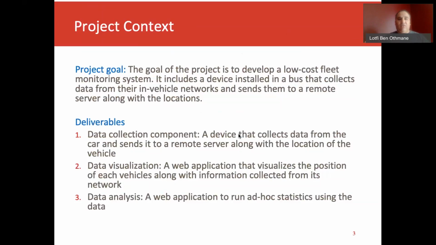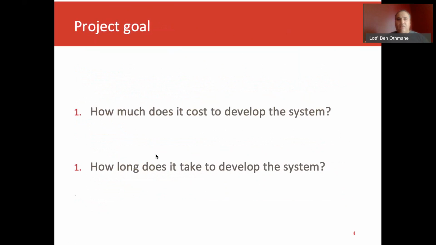The project had three deliverables. The first one is a data collection component, a device that collects data from the car and sends it to a remote server along with the location of the vehicle. The second is data visualization, a web application that visualizes the position of each vehicle along with information collected from its network. The third is data analysis, a web application to run ad hoc statistics using the data. Those are the main deliverables.